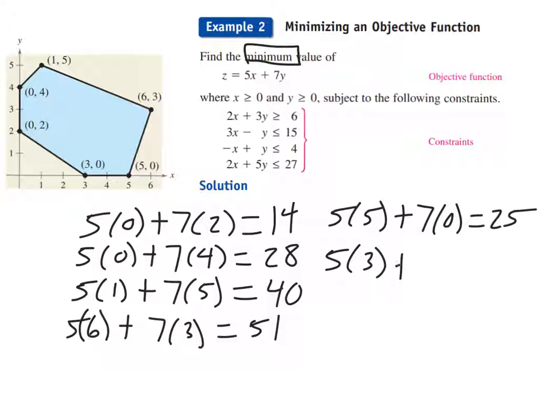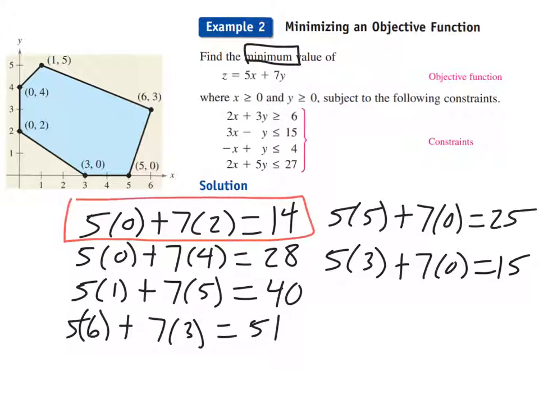And last we could check 3, 0, which is close. That'll give us 15. But the solution is actually the very first one that we checked. X equals 0, y equals 2.